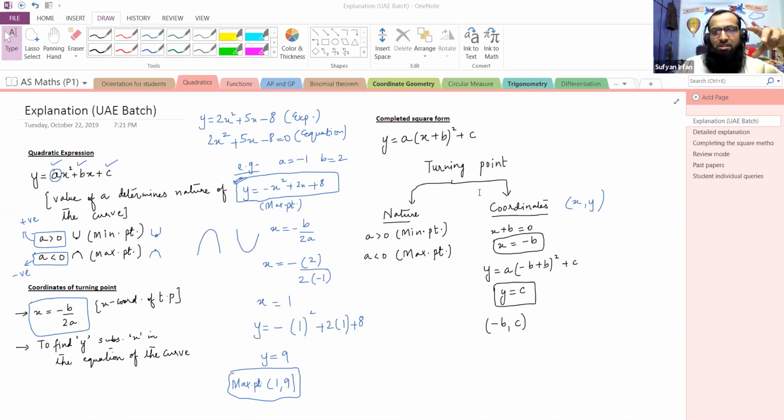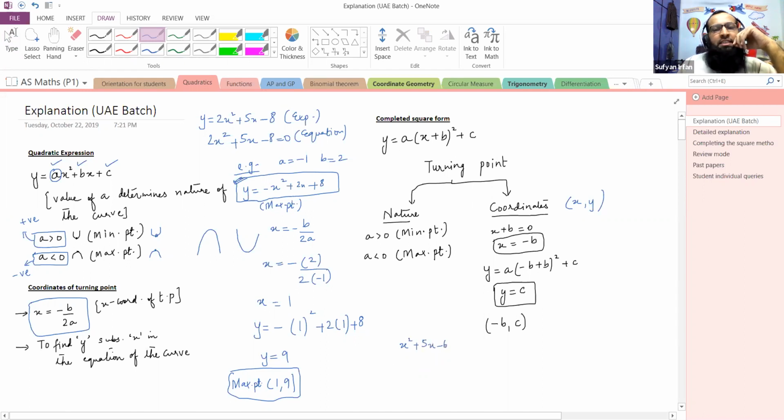I totally got your point. Let me elaborate this point so that it clears your confusion here. If it's x square plus 5x minus 6 equals 0, right? Now this is an equation. This is not an expression. So if the examiner says solve the following equation, solve the equation.